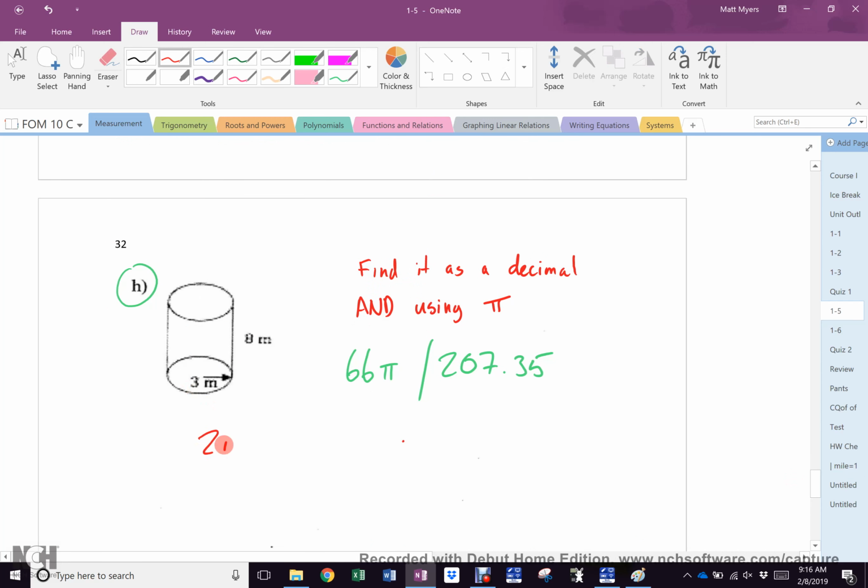Because this is 2 pi r squared plus 2 pi rh. Right, Nathan? Well, the radius is 3, yeah? 3 squared is 9 times 2 is 18 pi, right? 2 times r, r was 3, that's 6, right? Times h is 8, 6 times 8 is 48, 48 pi. 18 pi and 48 pi is 66 pi.